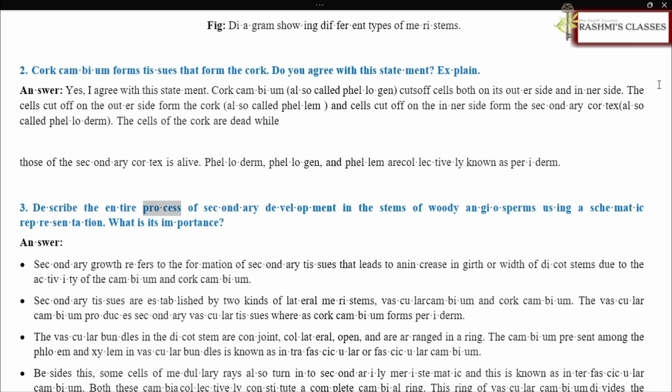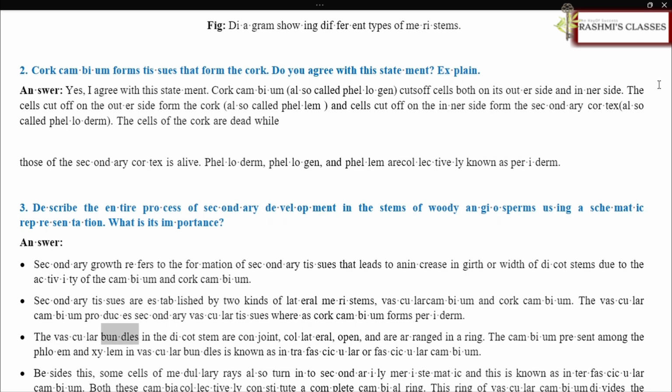Describe the entire process of secondary growth in the stems of woody angiosperms using a schematic representation. What is its importance? Answer: Secondary growth refers to the formation of secondary tissues that leads to an increase in girth or width of dicot stems due to the activity of the cambium and cork cambium. Secondary tissues are established by two kinds of lateral meristems, vascular cambium and cork cambium. The vascular cambium produces secondary vascular tissues, whereas cork cambium forms periderm.